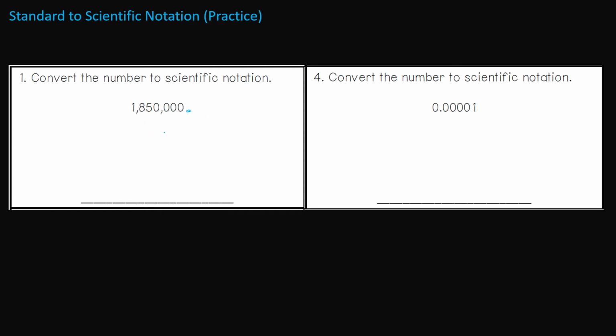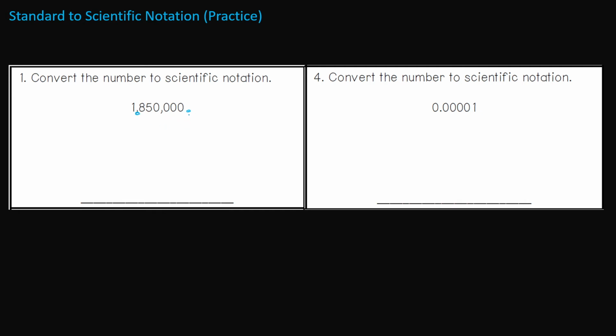Where do I want the decimal to be? Well, I want it to be in a place that's going to create a number between 1 and 10. I can't move it here because I will have the number 185. I can't move it here between the 8 and the 5 because then my number would be 18.5. I can move it between the 1 and the 8. That will create the number 1.8 between 1 and 10.